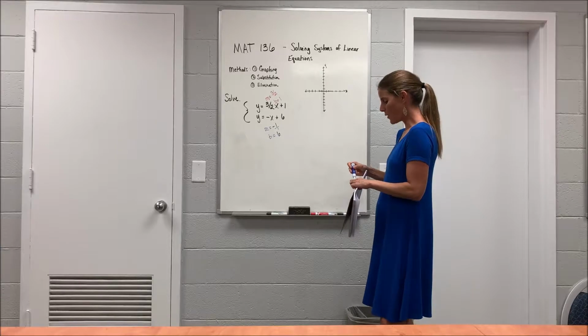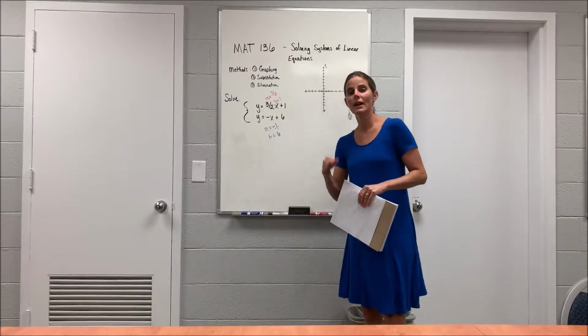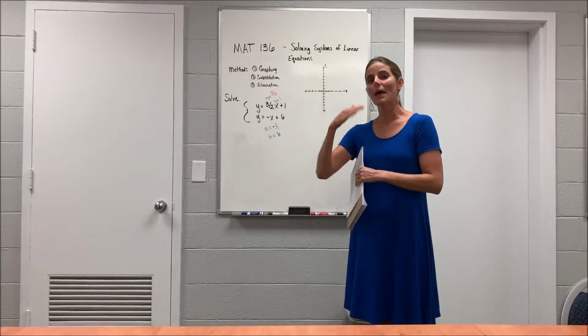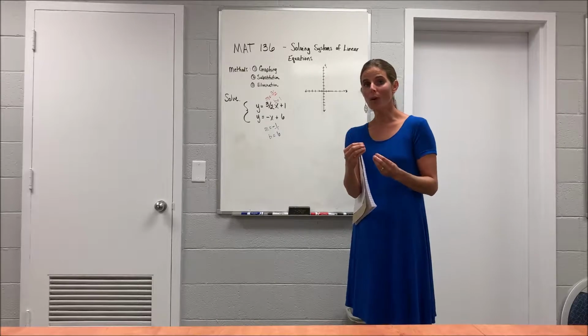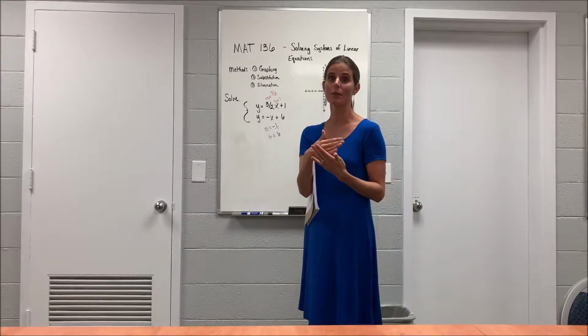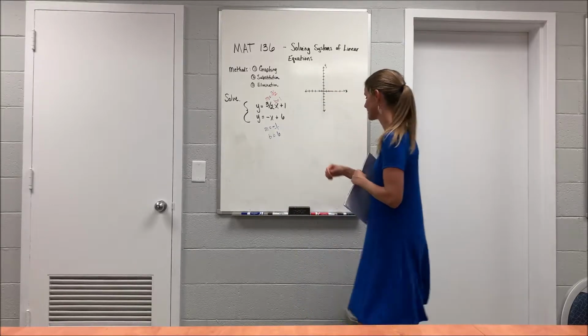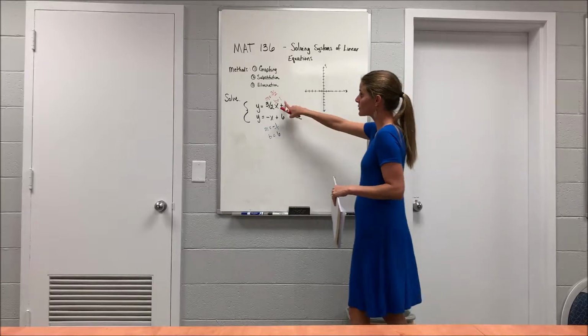Okay, so I'm going to graph both of these. When you think about a line, every point on that line is a solution to that equation. So the one point that is a solution to both lines is where they intersect. So what I'm looking for is the point where these two lines intersect, and that will be the one point that satisfies both of those equations. I'm going to start with graphing this one.